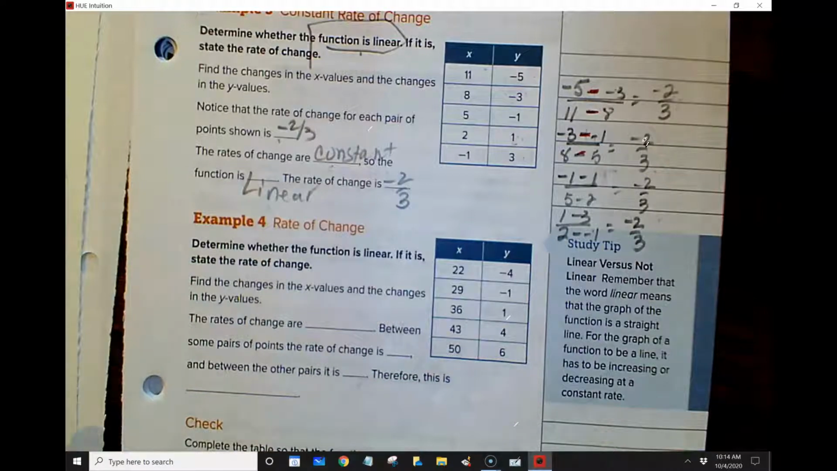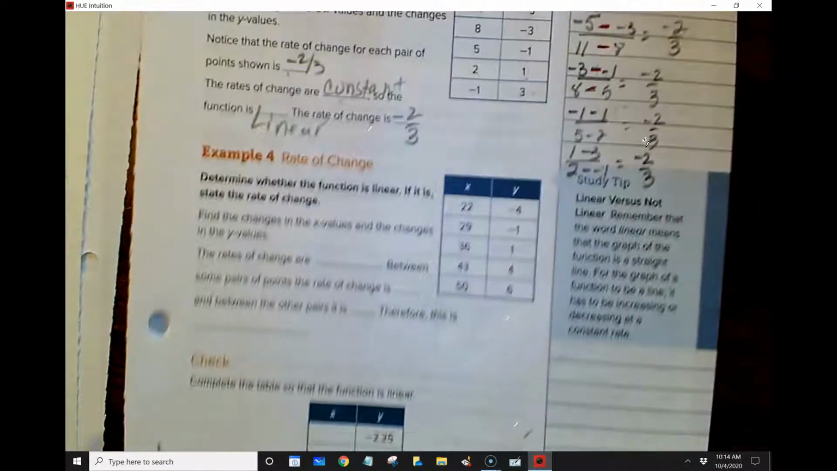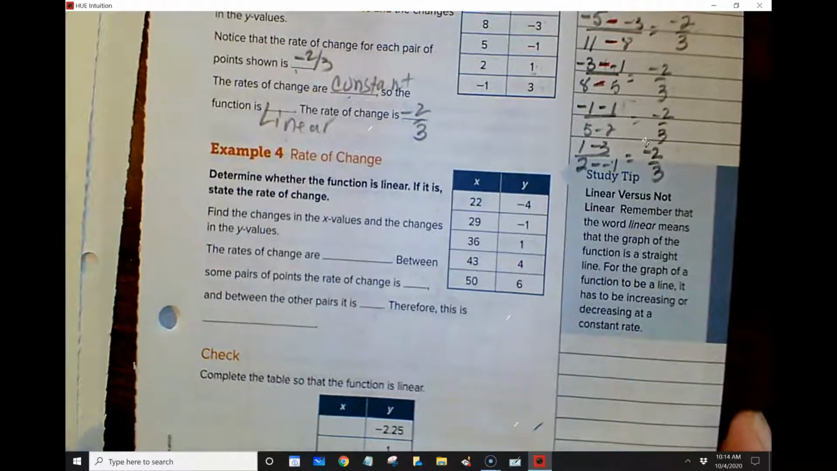It's not always going to be a line. It's not always going to be constant. Let's find out, caveat, what happens when it's not. Go ahead and do example number 4.